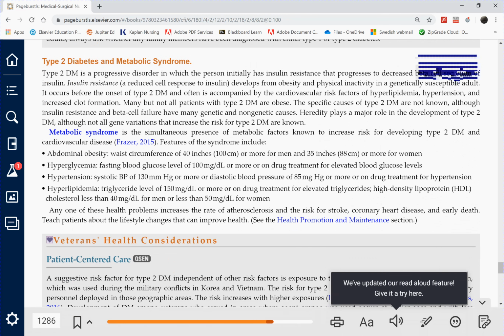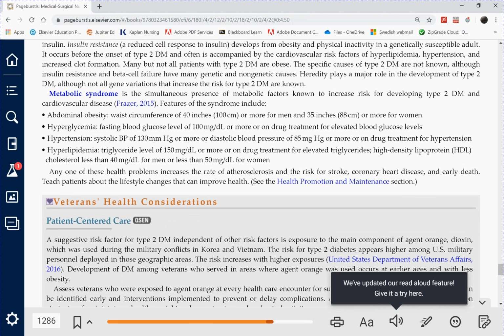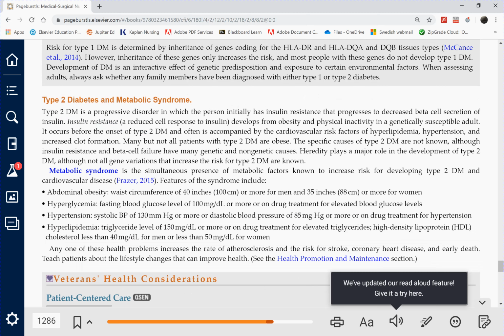These are the features. Everybody with metabolic syndrome is obese, particularly a waist circumference of 40 inches in males and 35 inches for females. And they have hyperglycemia, hypertension, hyperlipidemia. And like I said, these are risk factors for heart disease as well as diabetes.